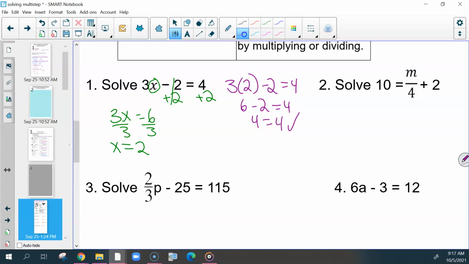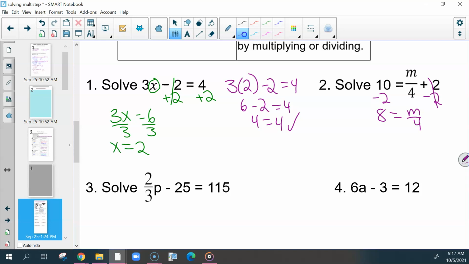For number 2, we need to get rid of the 4 and the 2. We're going to hold off on getting rid of the 4 first. So how would we get rid of the 2? Subtract it. So when we subtract it, the 2 goes away.